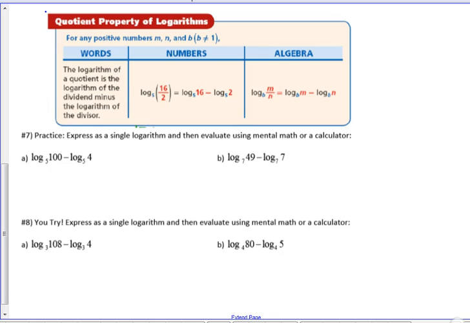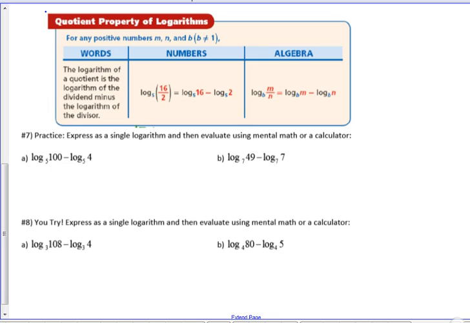And then you should be able to go either way. Expand it out or condense it together. Algebra-wise, it says log base b of m over n is equal to log base b of m minus log base b of n. That is showing you that the top number will always be first when you expand. Or if you condense, your first number will always be in the numerator of your division.